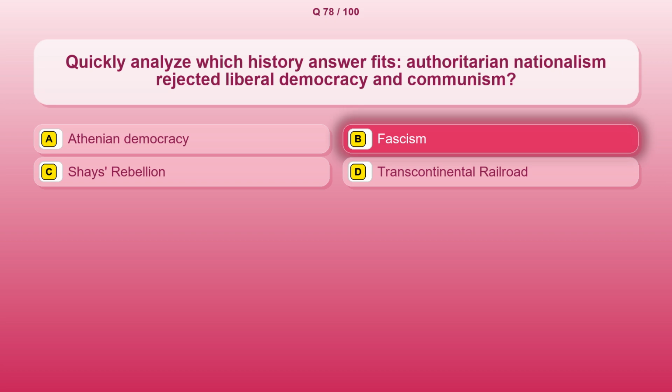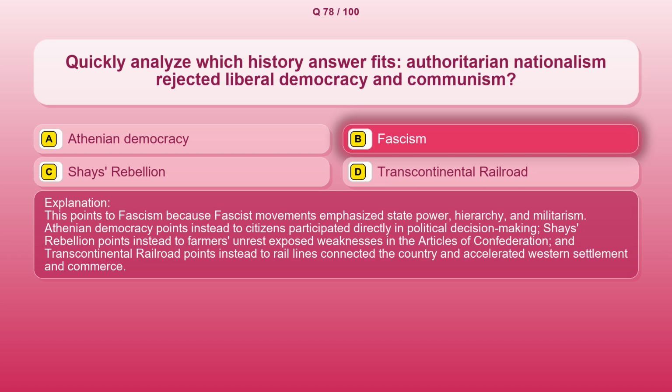The correct answer is Option B, fascism. This points to fascism because fascist movements emphasized state power, hierarchy, and militarism. Athenian democracy points instead to citizens participated directly in political decision-making. Shays Rebellion points instead to farmers' unrest exposed weaknesses in the Articles of Confederation, and Transcontinental Railroad points instead to rail lines connected the country and accelerated Western settlement and commerce.